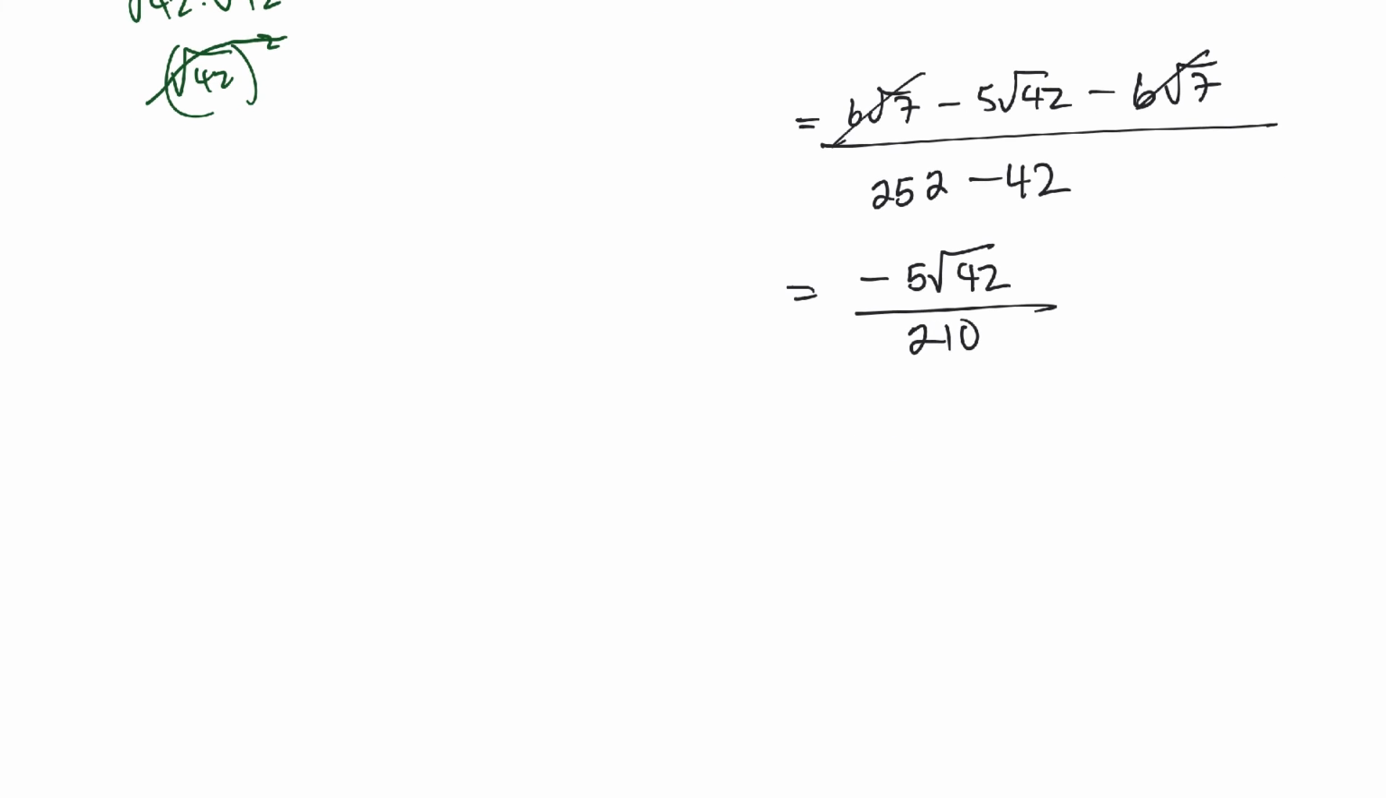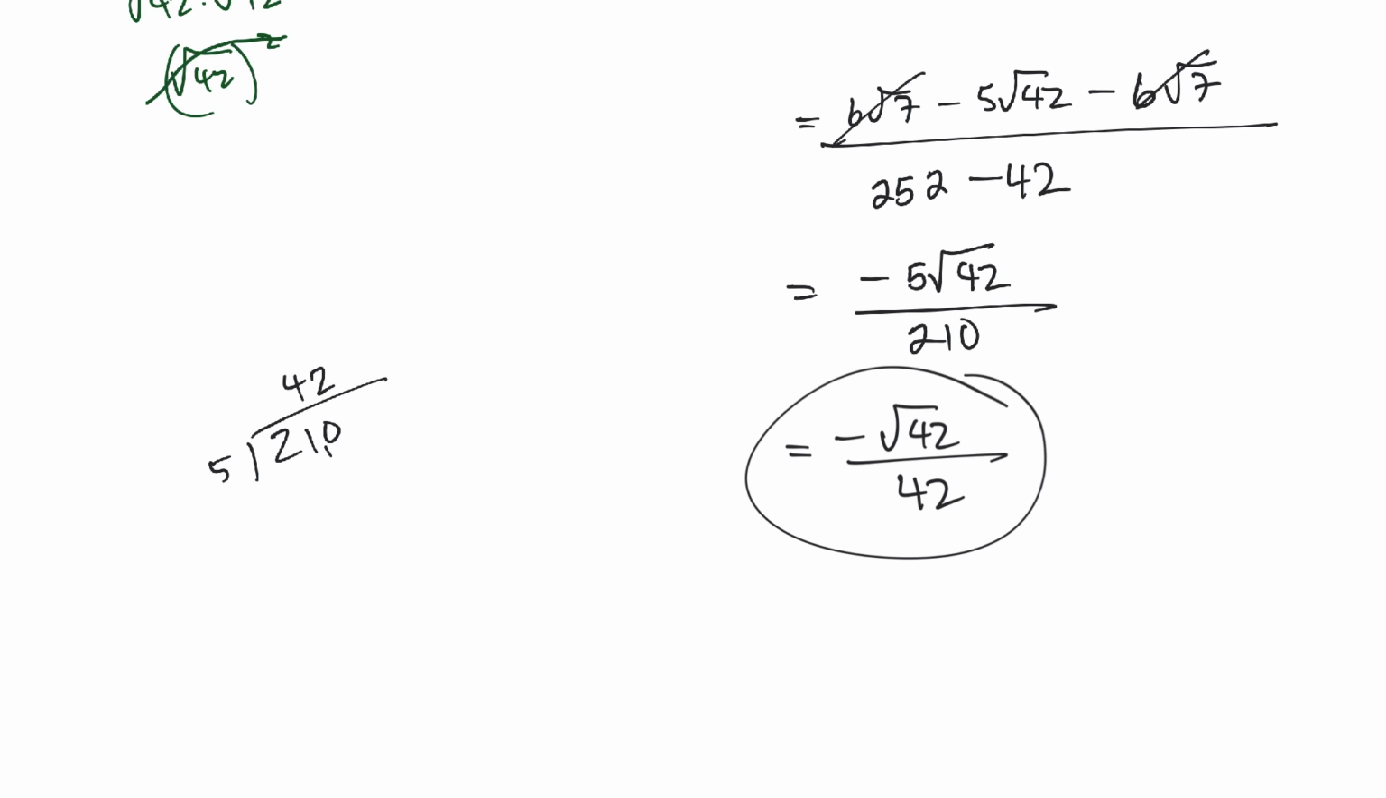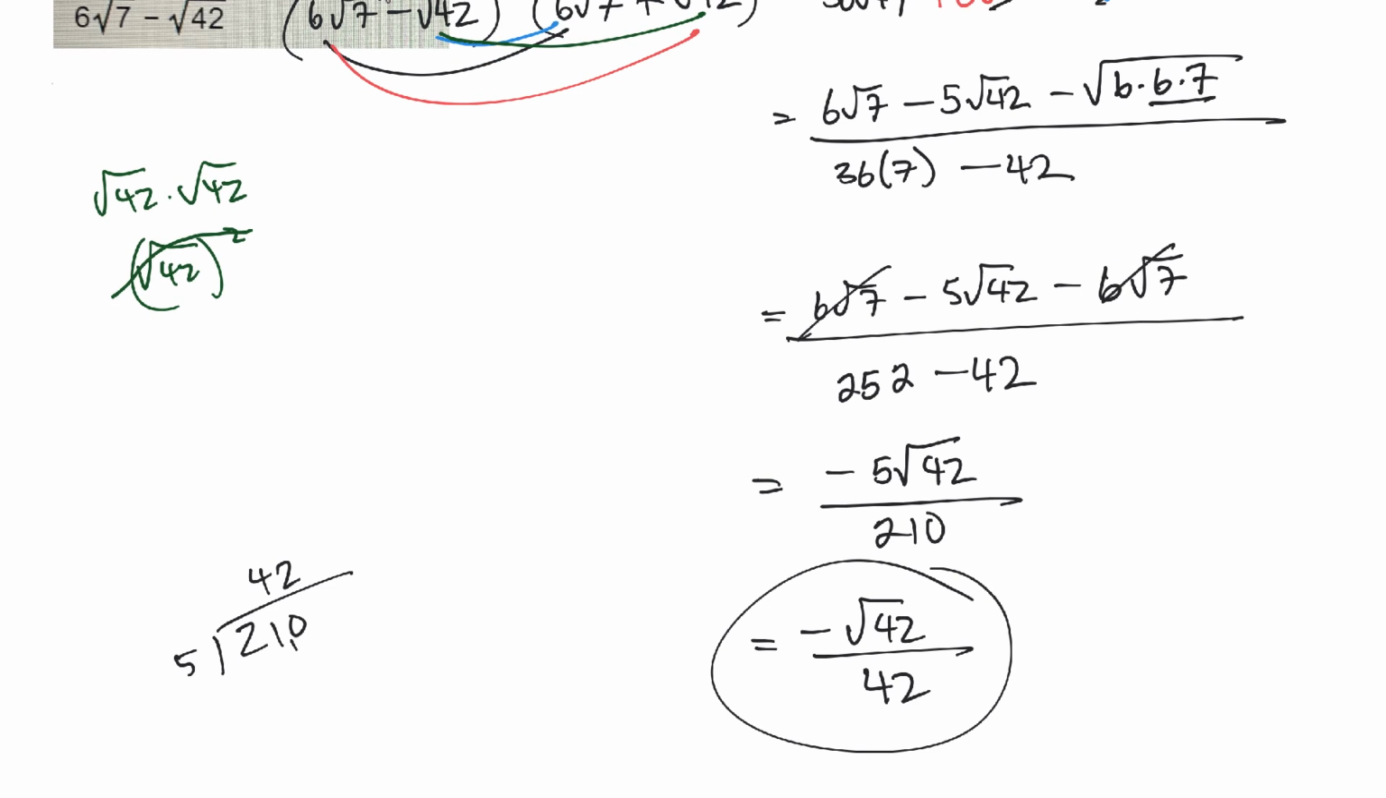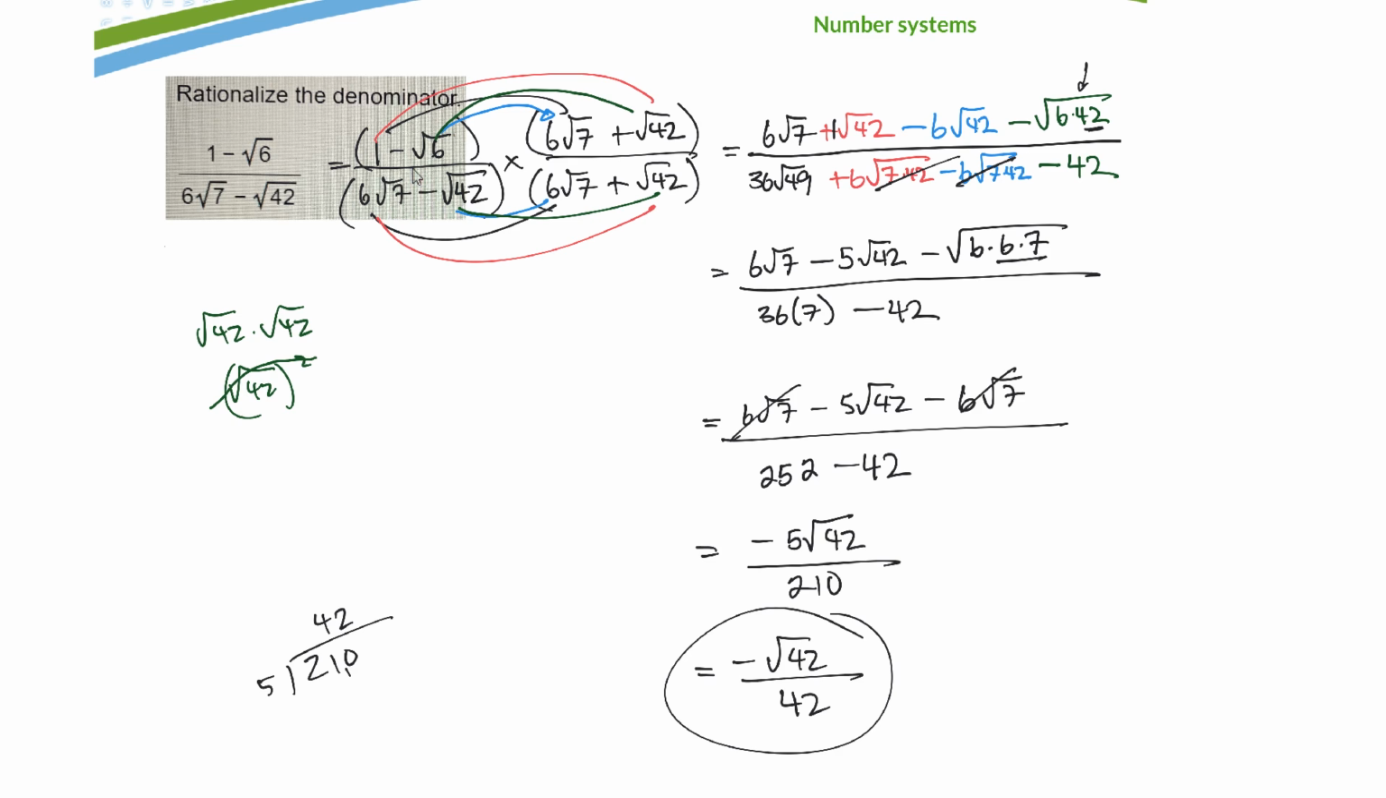Oh, that's nice. And 5 will go into 210. So it'll be negative root 42 over whatever 210 divided by 5 is. So it'll go 42. Oh, there we go. And there's my answer. All right, hopefully that helps you with that one. Lots of little places, like you look at all the work that happened there, lots of places where you could go off the tracks.